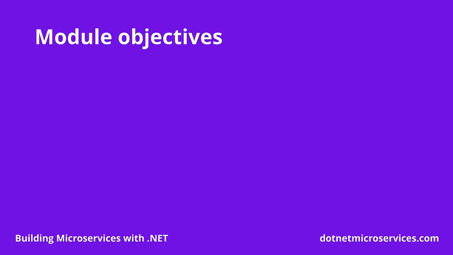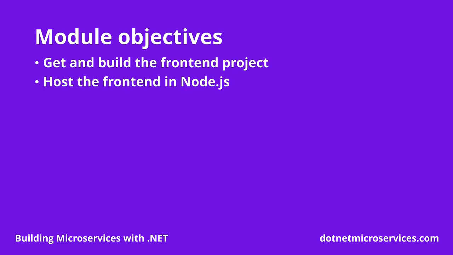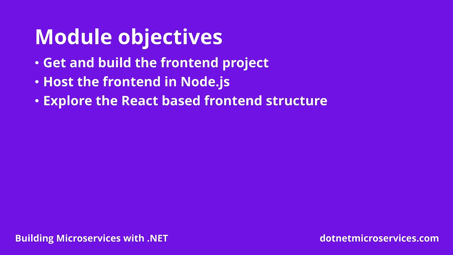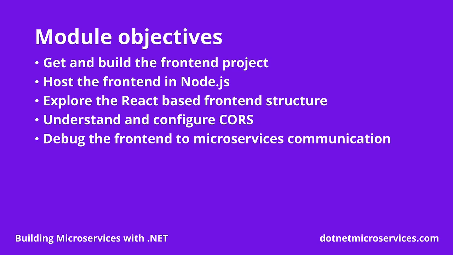By the end of this module, you will have a solid understanding of the following: how to get and build the front-end project in your box, how to host the front-end project in a Node.js server, what is the structure of the React-based front-end, what is CORS and how to configure it in your microservices, and how to debug the communication between the front-end and your microservices.